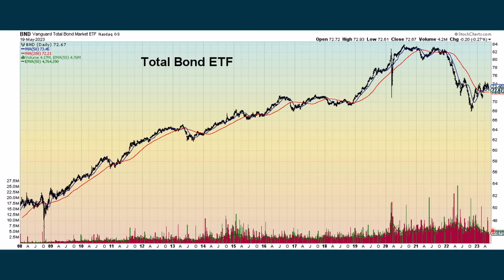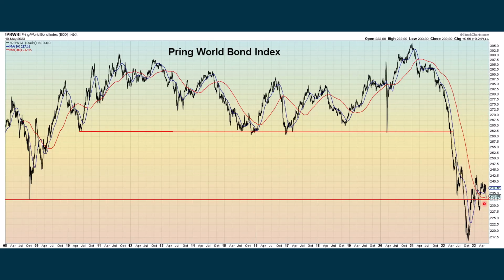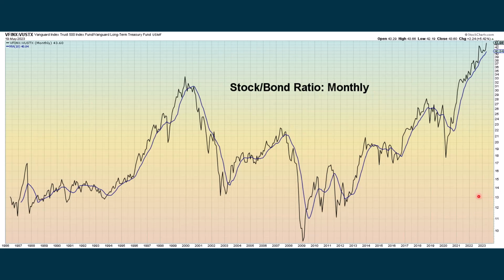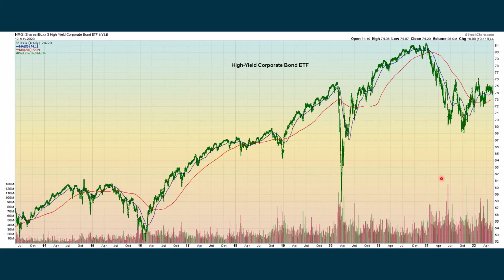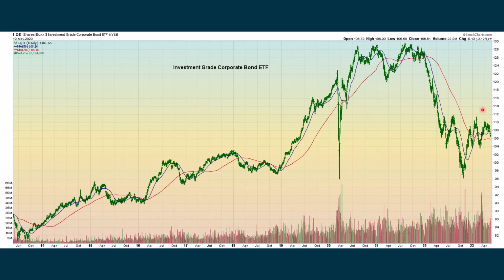Looking at bonds against stocks, bonds still continue to be in an uptrend. World bonds are also in an uptrend, but they've been really choppy lately. Stocks continue to outperform bonds, and bonds are underperforming stocks. Where we look at high yield corporate bonds, another name for this is junk bonds. They continue to be in an uptrend, and investment grade bonds are also in an uptrend.